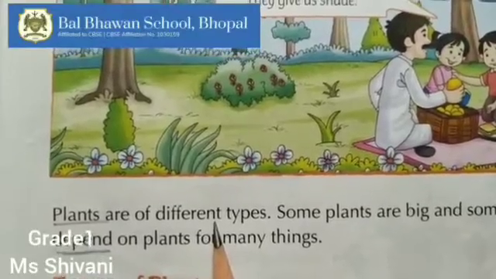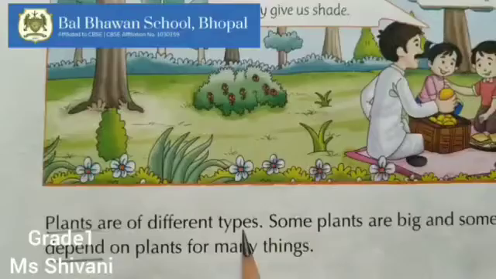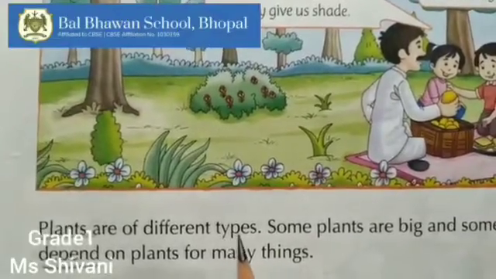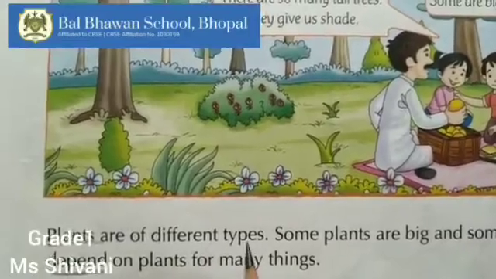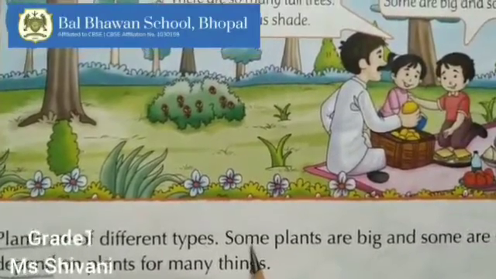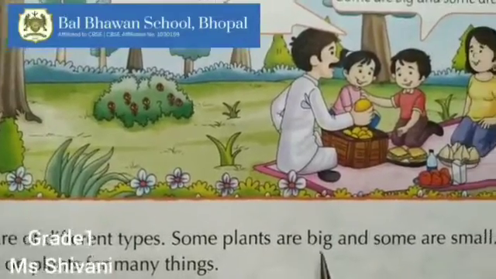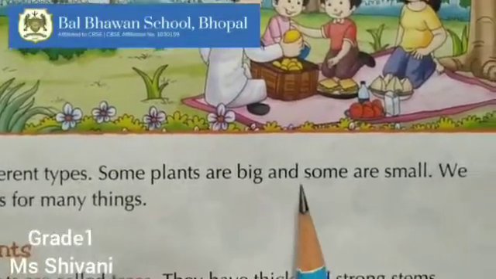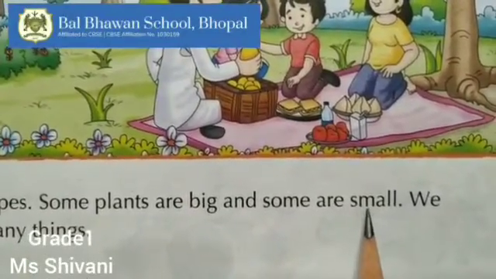Plants are of different types. Different means bahut tarike, different types. T-Y-P-E-S, types. Plants are of different types. Some plants are big and some are small.